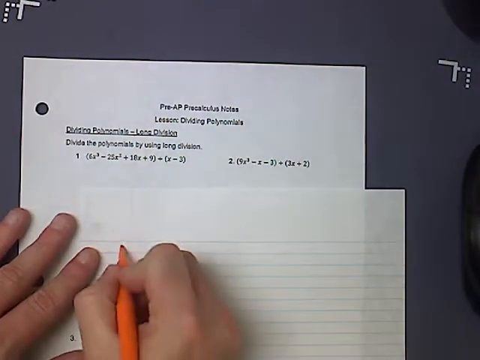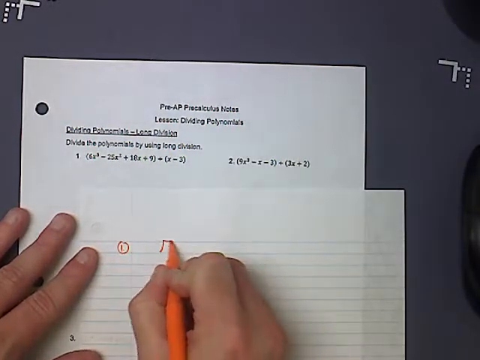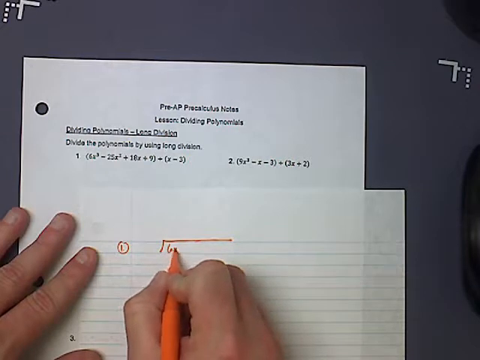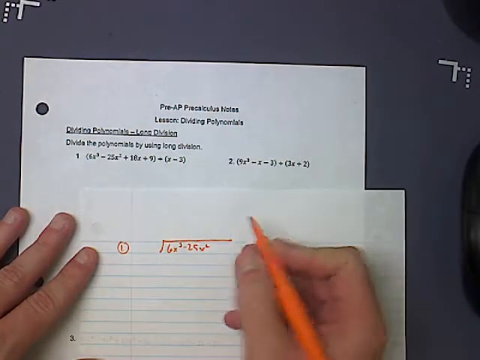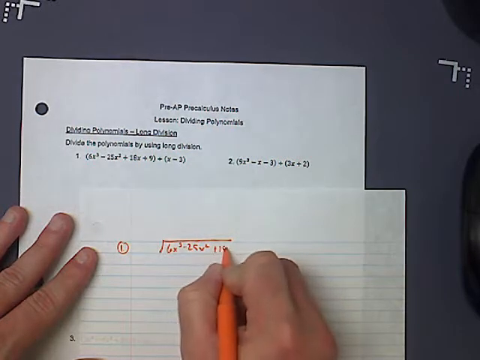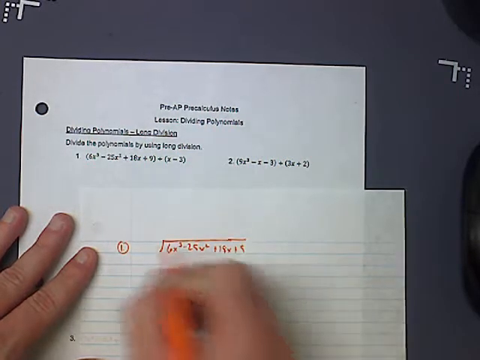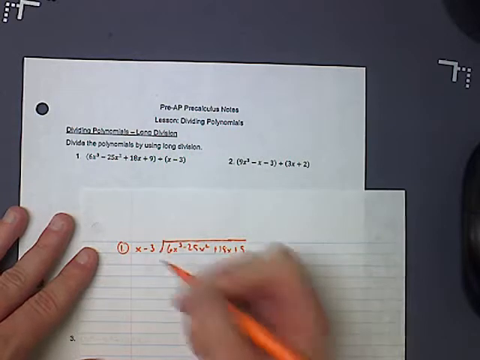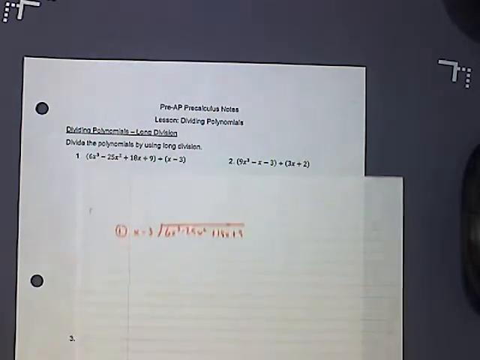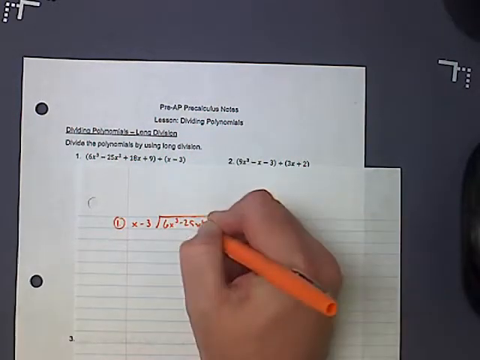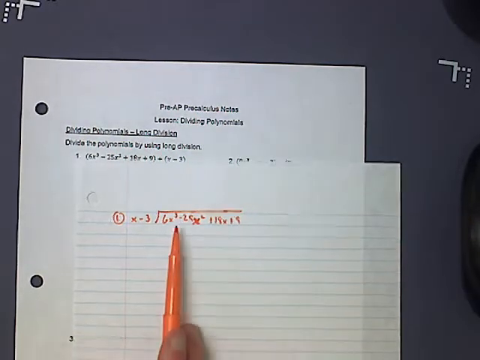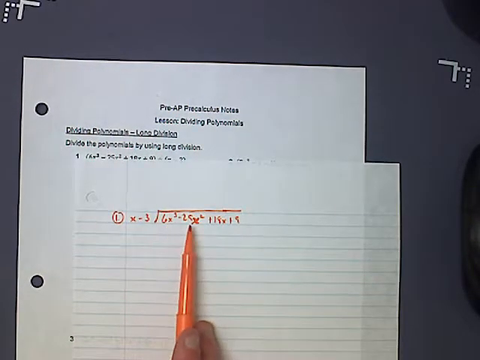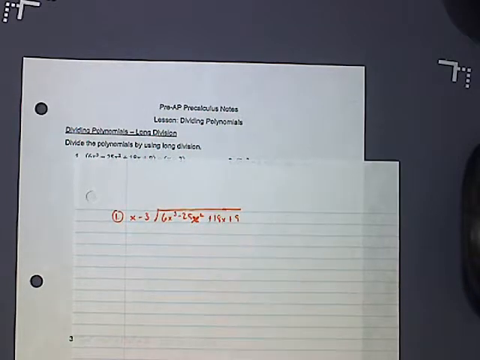Starting with number 1. I'm going to write this here. I'm going to divide 6x cubed minus 25x squared plus 18x plus 9 divided by x minus 3. When you're dividing these polynomials, you want to make sure all powers are represented in your dividend. I have x cubed, x squared, x, no x. So that works out well.